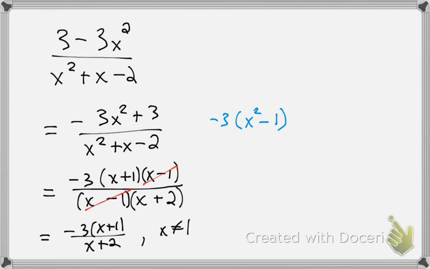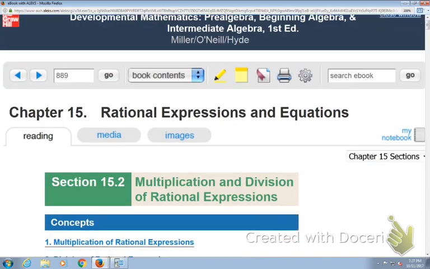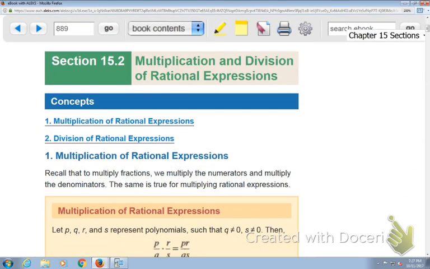Okay. Then we level up. And by level up, I mean go to our next section. 15.2, multiplication and division of rational expressions.